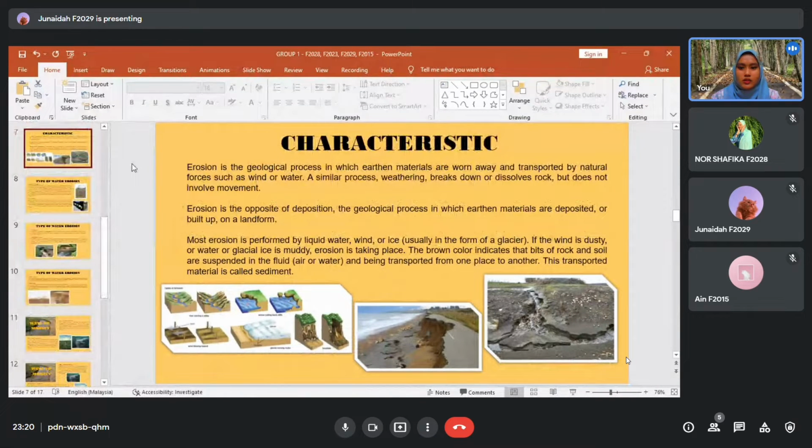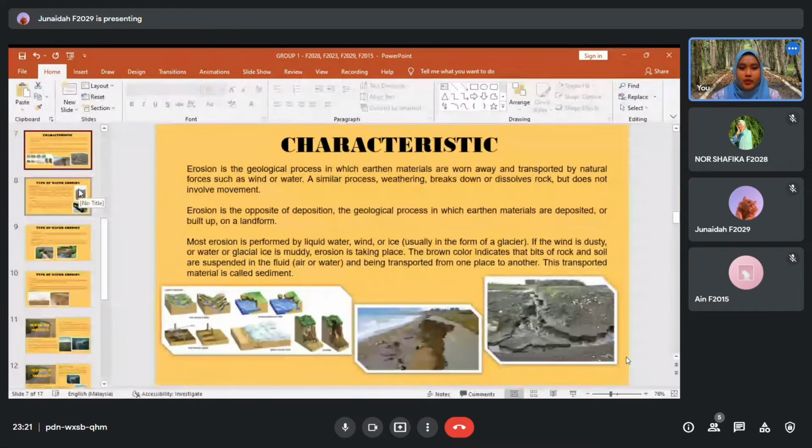Characteristics. Erosion is the geological process in which earthen materials are worn away and transported by natural forces such as wind or water. A similar process, weathering, breaks down soft rock but does not involve movement. Erosion is the opposite of deposition, the geological process in which earthen materials are deposited or built up on a landform. Most erosion is performed by liquid water, wind or ice, usually in the form of glaciers. If the wind is dusty, or water or glacier is muddy, erosion is taking place. The brown color indicates bits of rock and soil are suspended in the fluid, air or water, and being transported from one place to another. This transported material is called sediment.